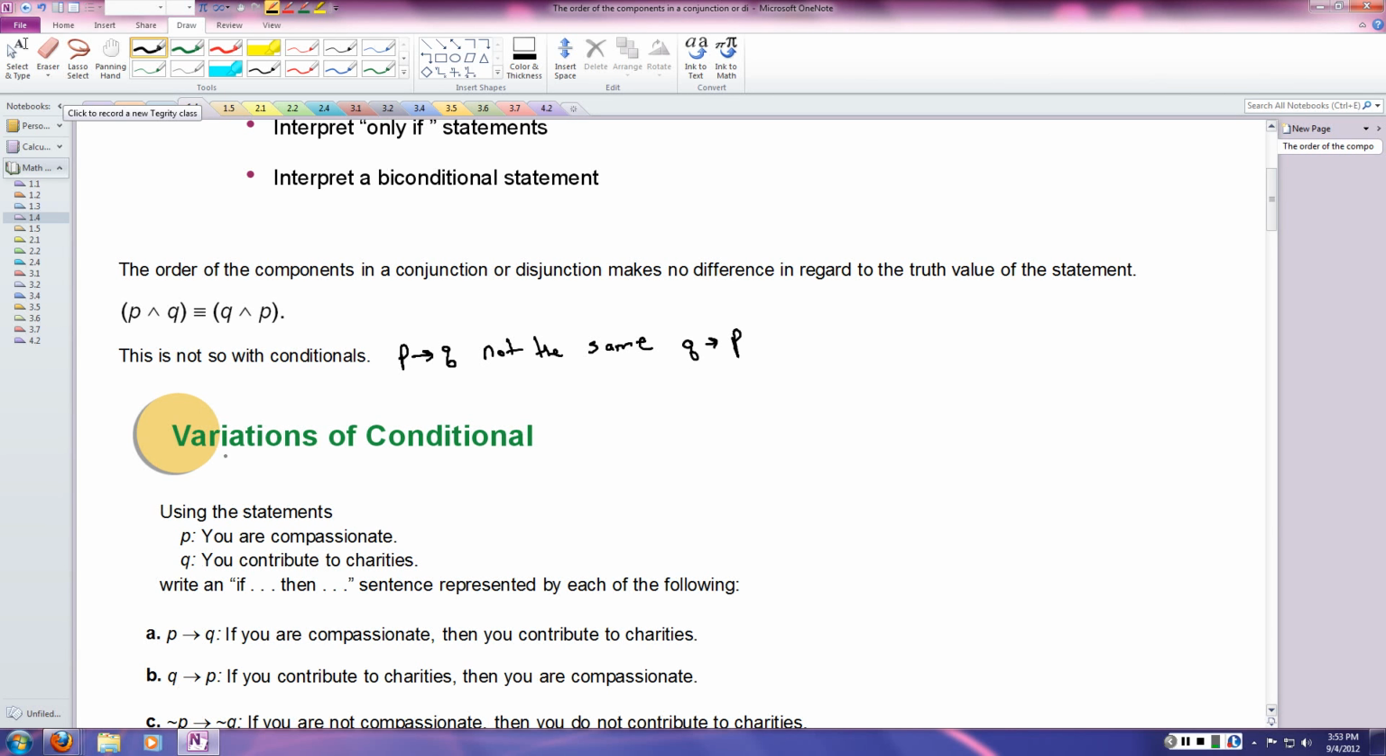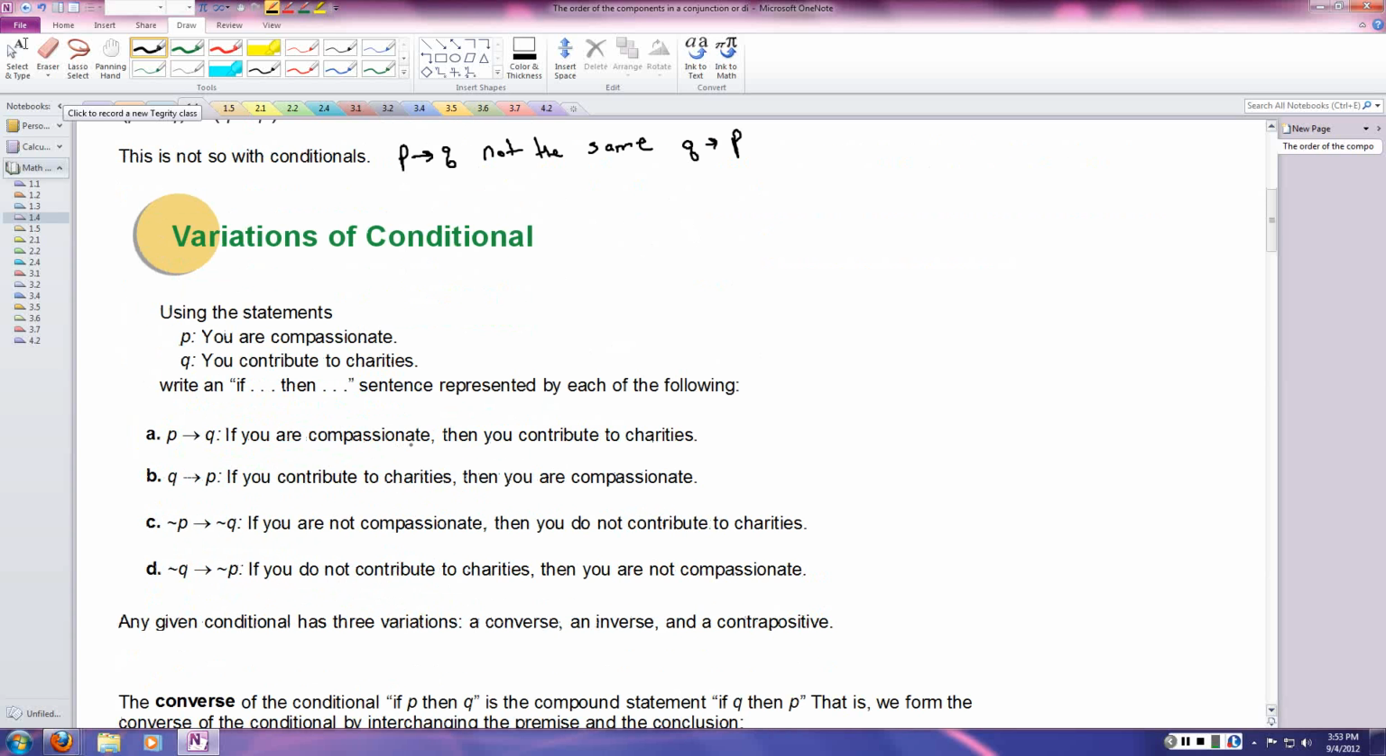So let's look at some variations of conditionals. Let's say the statement P is you're compassionate, and the statement Q is you contribute to charities. If I say P implies Q, that means if you're compassionate, then you contribute to charities. But if I have Q implies P, if you contribute to charities, then you're compassionate. Not P implies not Q: if you're not compassionate, then you do not contribute to charities. Not Q implies not P: if you do not contribute to charities, then you are not compassionate.